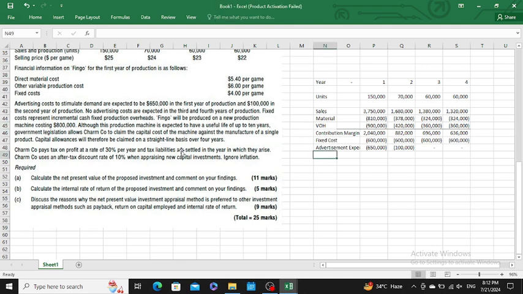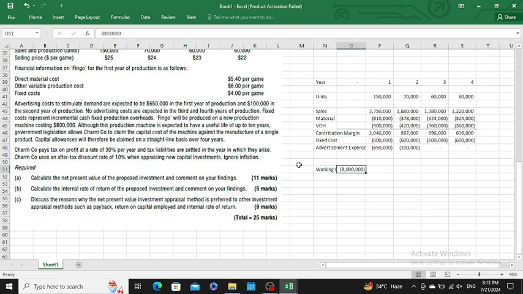Okay, sir. The machine cost would be a working capital. I think we should place a working capital here. Sir, our working capital would be 8 lakh rupees as given in the question. Then, although this production machine is expected to have a life of 10 years, government legislation on the capital cost of the machine allows a capital allowance on a straight line basis.